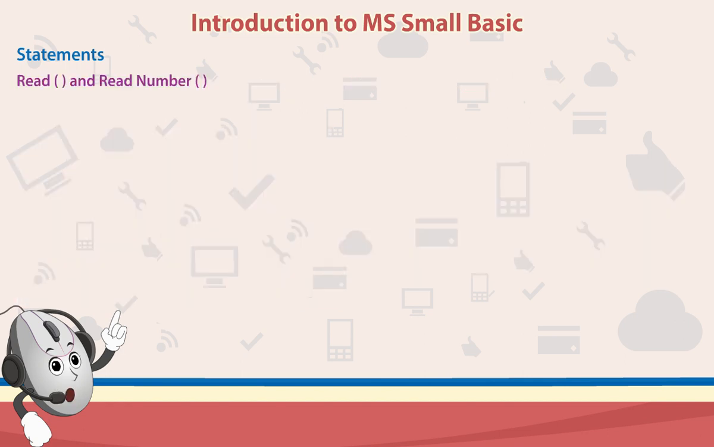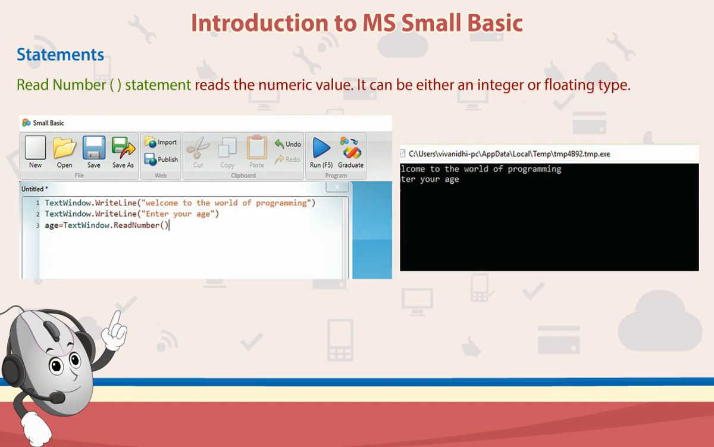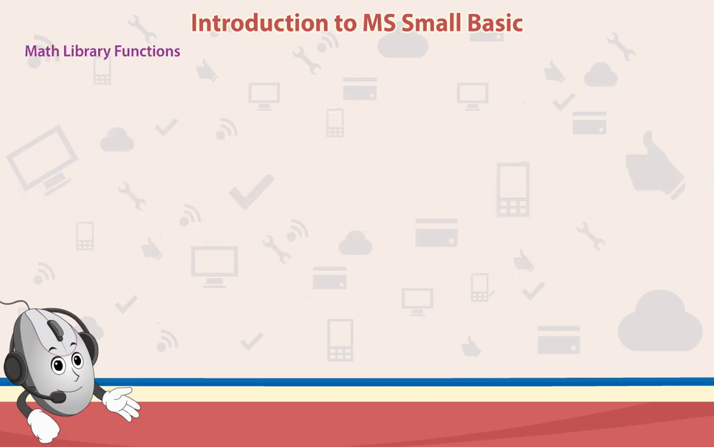Read and ReadNumber. The Read statement reads a line of text from the window. It only takes a string value as input. The ReadNumber statement reads a numeric value. It can be either an integer or floating type.